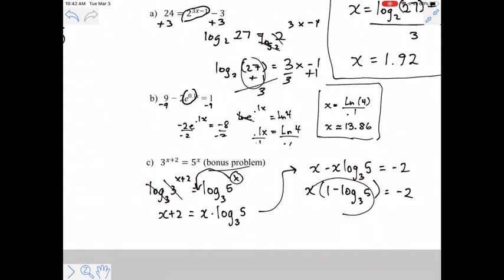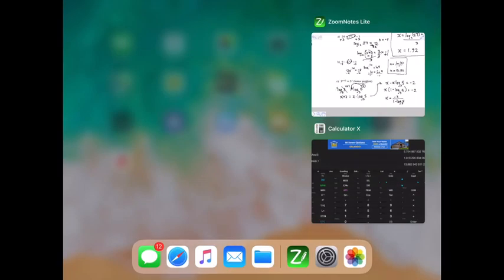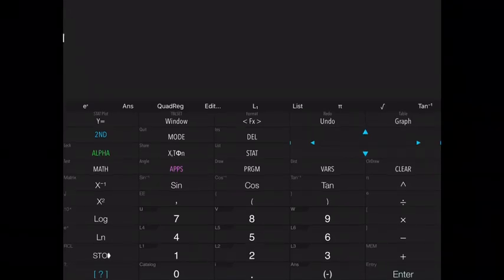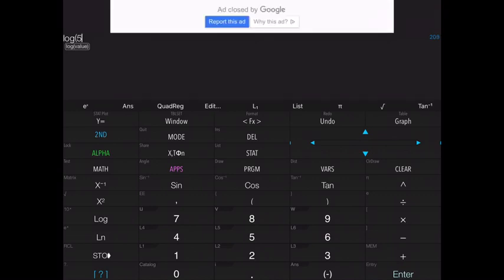And then to get x by itself, we can divide by this term here. So x equals -2 divided by 1 minus log base 3 of 5. That would be the exact answer. And then plugging this into your calculator, we need to know what the log base 3 of 5 is. So that's a change of base. So we need log of 5 divided by log 3. So that's 1.46. So then -2 divided by 1 minus that answer. It's about 4.3.